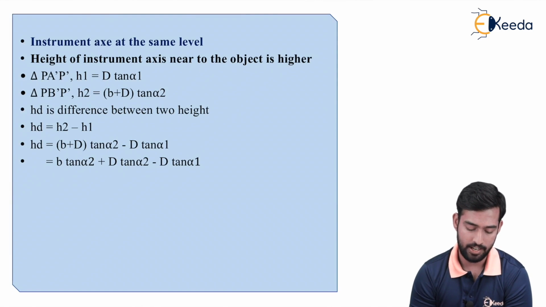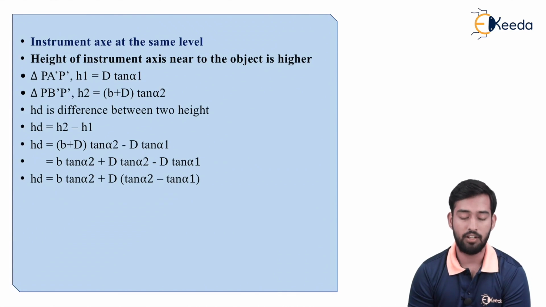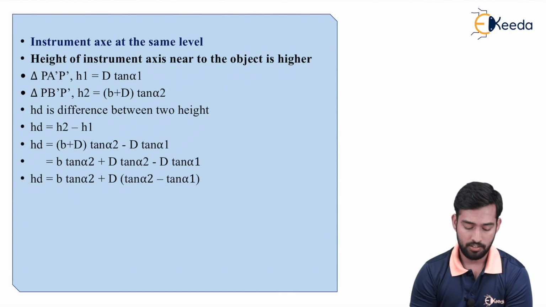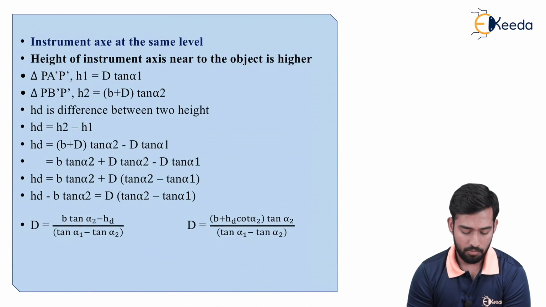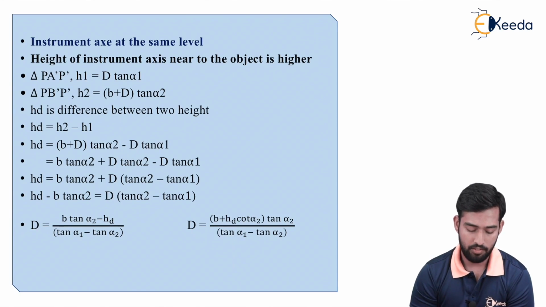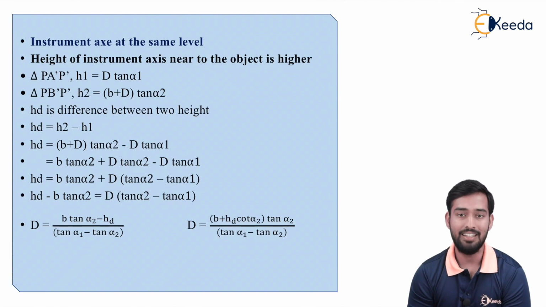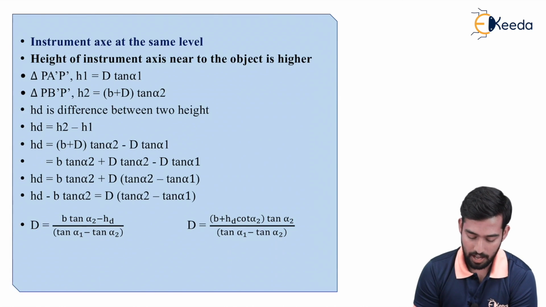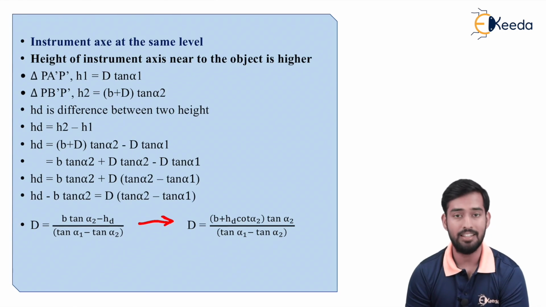So simplify it, multiply inside: B tan alpha 2 plus D tan alpha 2 minus D tan alpha 1 as it is. Now taking D as common, D into (tan alpha 2 minus tan alpha 1) in brackets. Now we require only D, so this B tan alpha 2 will go to that side and get subtracted from HD. Then the formula of D is (HD minus B tan alpha 2) upon (tan alpha 1 minus tan alpha 2). If we reshuffle it, it will be (B tan alpha 2 minus HD) upon (tan alpha 1 minus tan alpha 2). Or else we can write this formula as (B plus HD cot alpha 2) tan alpha 2 upon (tan alpha 1 minus tan alpha 2).